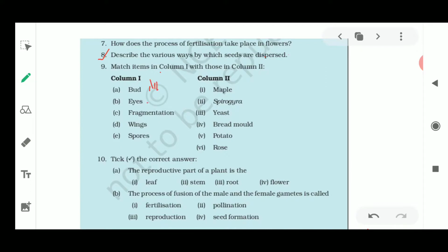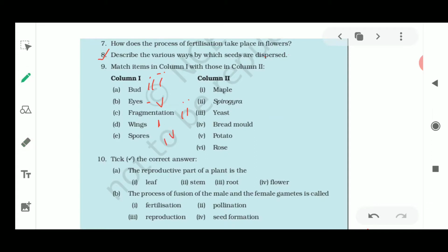Okay, then I with potato, that is fifth. Then fragmentation, this is third. Fragmentation by Spirogyra, second. Wings with maple, first. Okay, you will write down first. Then spores with the bread mold, fourth. You will write down fourth.